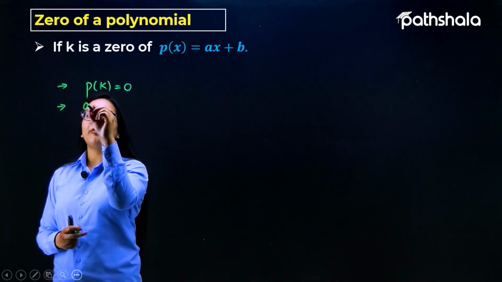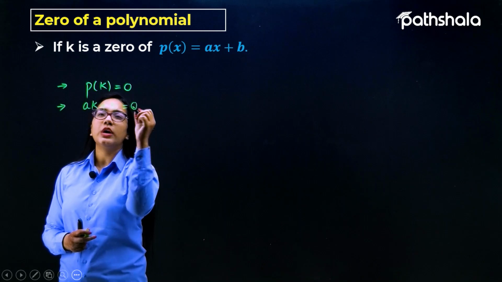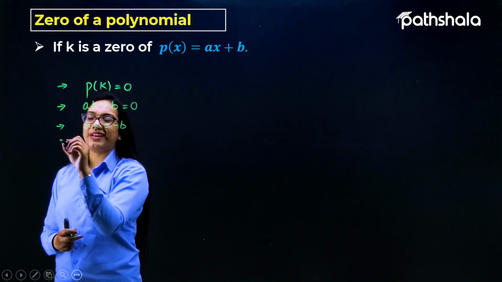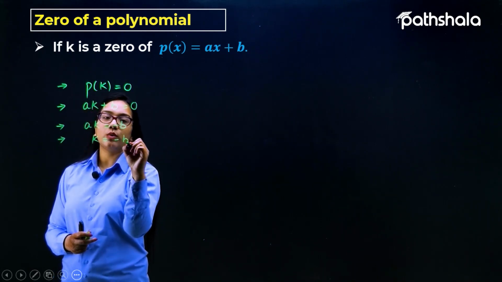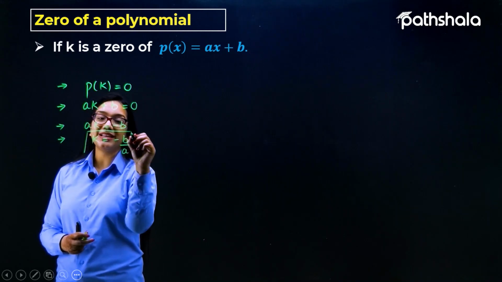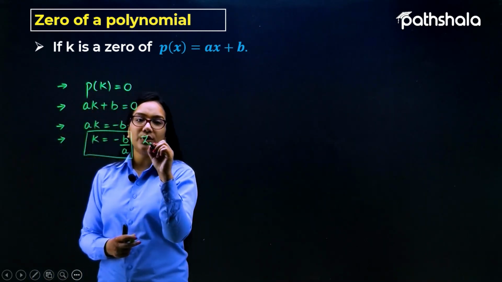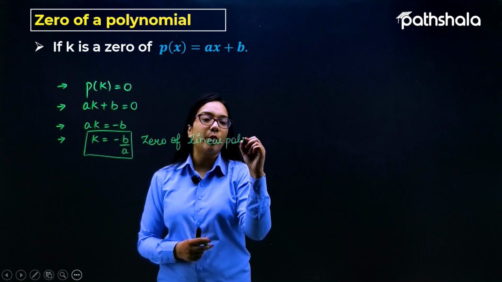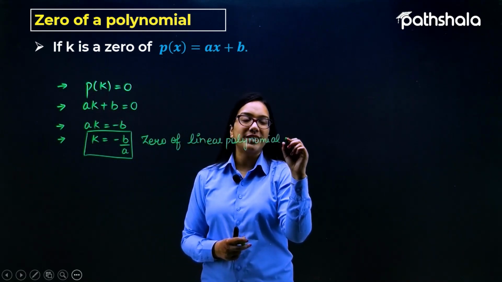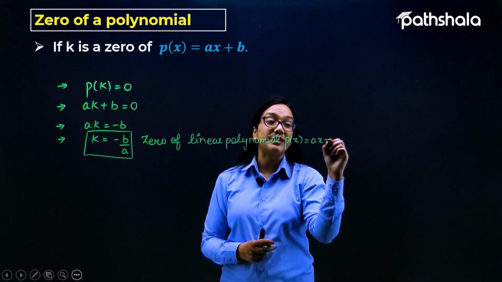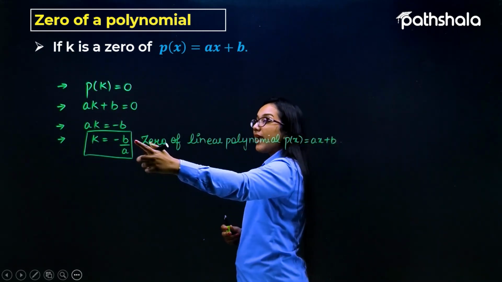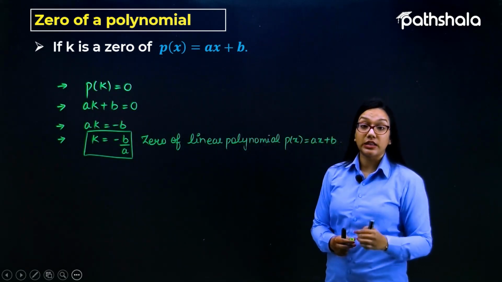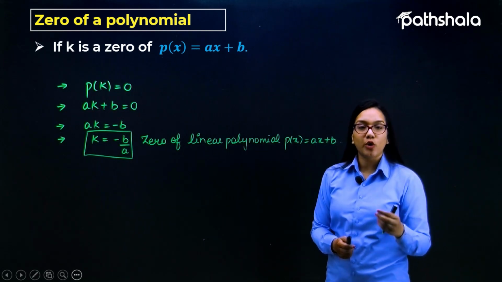It means a times k plus b is equal to 0. So let's sort it out. We get ak is equal to minus b, and at the end k is equal to minus b by a. It means that the zero of the linear polynomial, which is given to us as p of x is equal to ax plus b, is of the form minus b by a. So k is equal to minus b by a is the zero of the linear polynomial ax plus b.